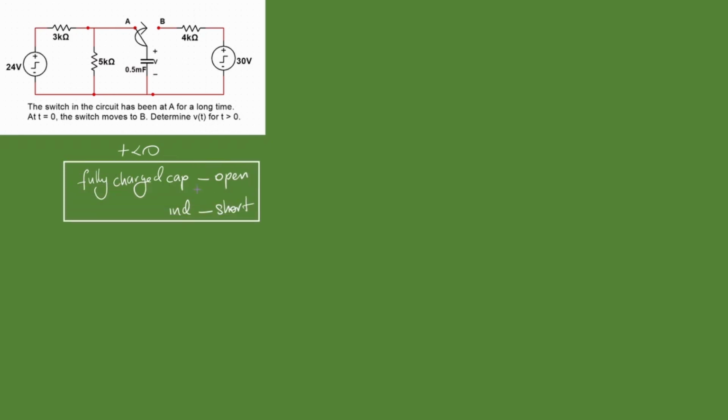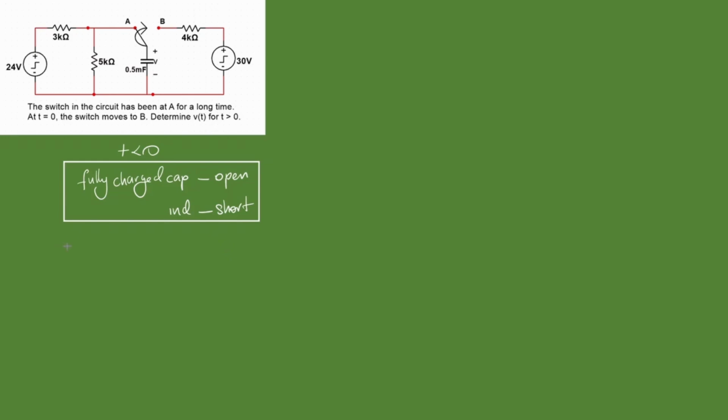So what we can do, obviously, is start with t less than 0. We're going to analyze our circuit at t less than 0. Remember, we're told that our switch has been at A for a long time. That means our capacitor becomes fully charged. Remember, once your capacitor is fully charged, you end up with an open circuit. A fully charged capacitor is an open circuit, but a fully charged inductor becomes a short circuit. This is very important for analyzing circuits and determining conditions.